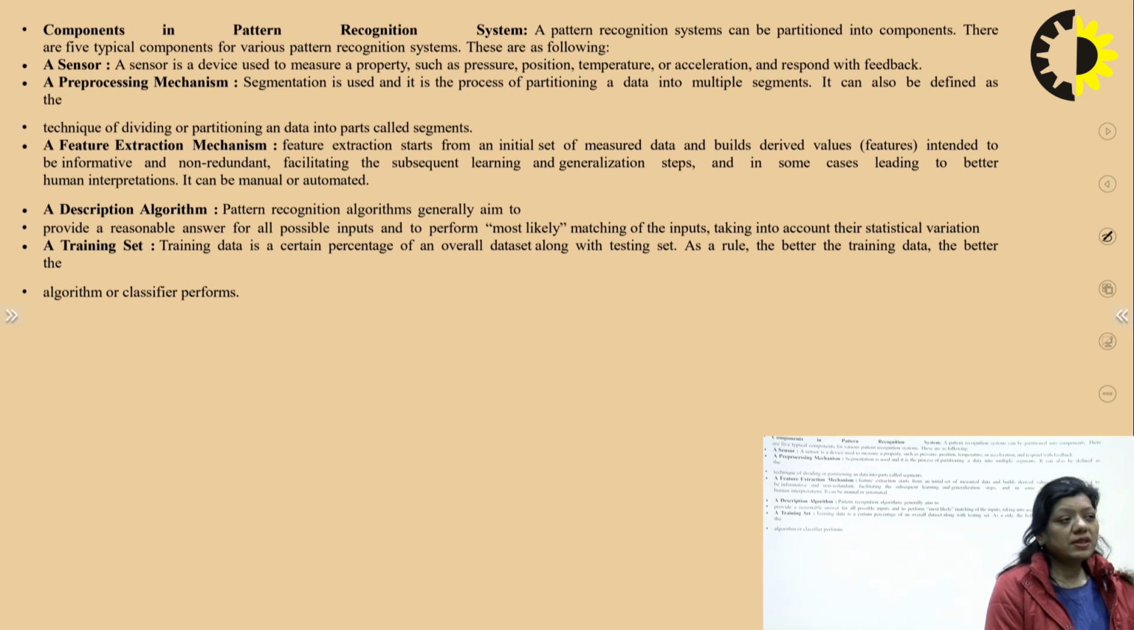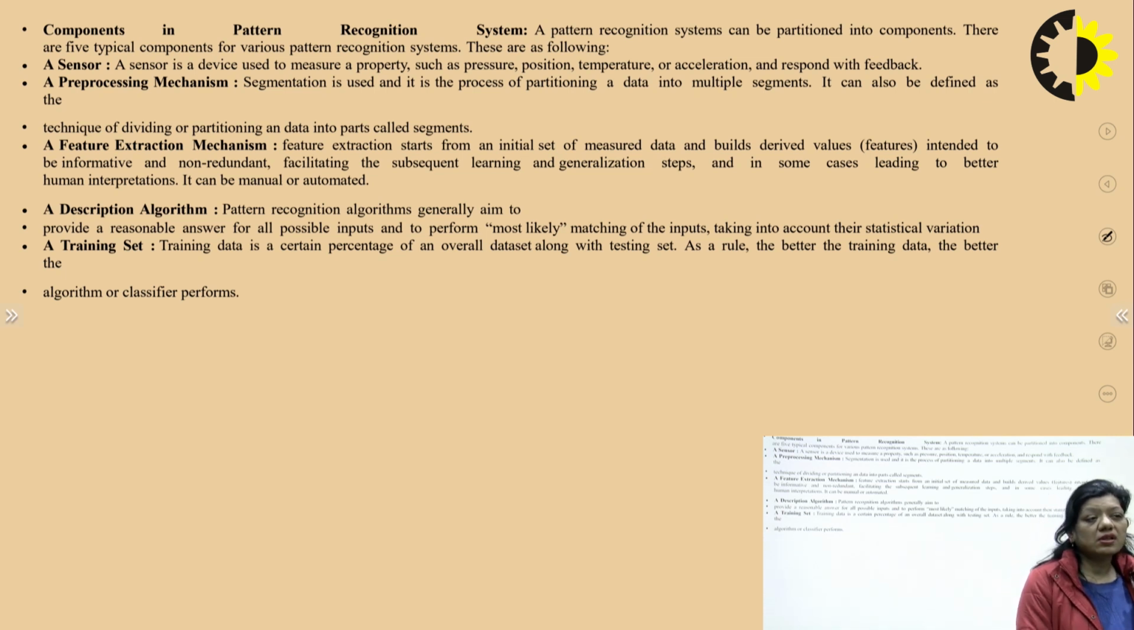A sensor is a device used to measure a property such as pressure, position, temperature or acceleration and respond to it with feedback. In the pre-processing mechanism we use segmentation, the process of partitioning data into multiple segments. It can also be defined as the technique of dividing or partitioning data into parts called segments. Next, the feature extraction mechanism.